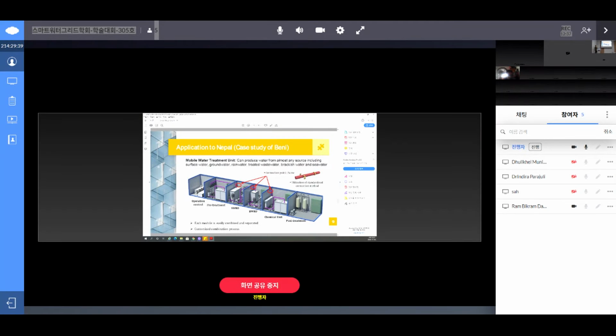So from the viewpoint of water treatment, we've got this mobile water treatment unit. This has been developed in Korea as part of the Smart Water Grid research project. What it allows is that it has these block units for treatment. Some of them are reverse osmosis, some of them are chemical. There is ozonation, there are quite a lot of processes. And you can combine them basically in the order you want.